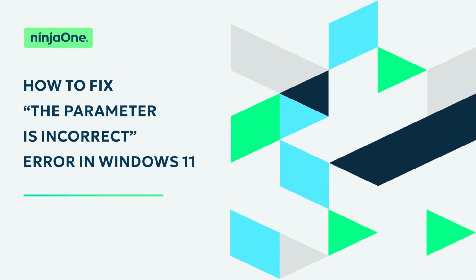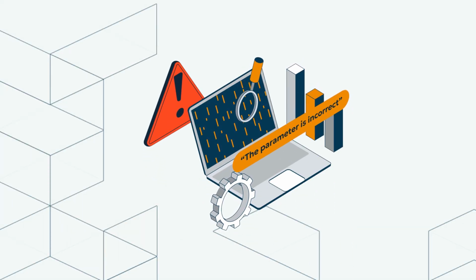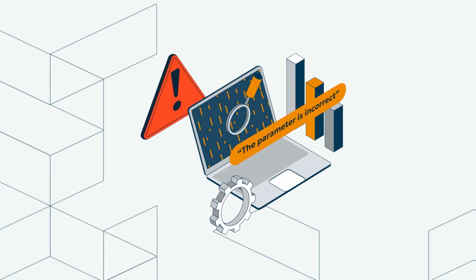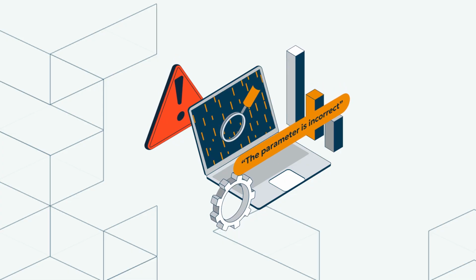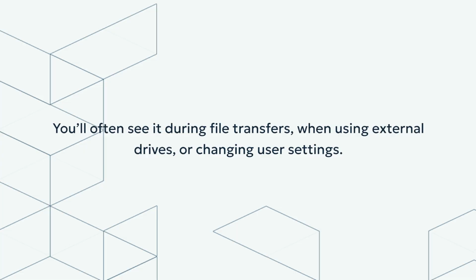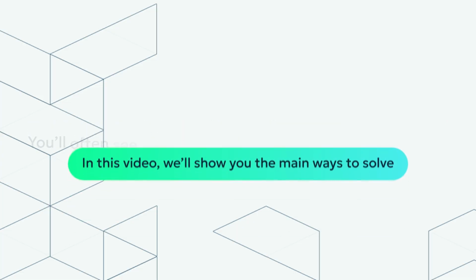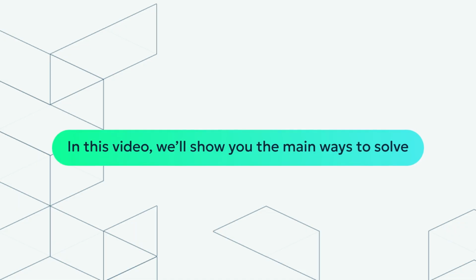How to fix the parameter is incorrect error in Windows 11. The error message, "The parameter is incorrect," usually means a system function failed because of a wrong or unexpected input. You'll often see it during file transfers, when using external drives, or changing user settings. In this video, we'll show you the main ways to solve it.